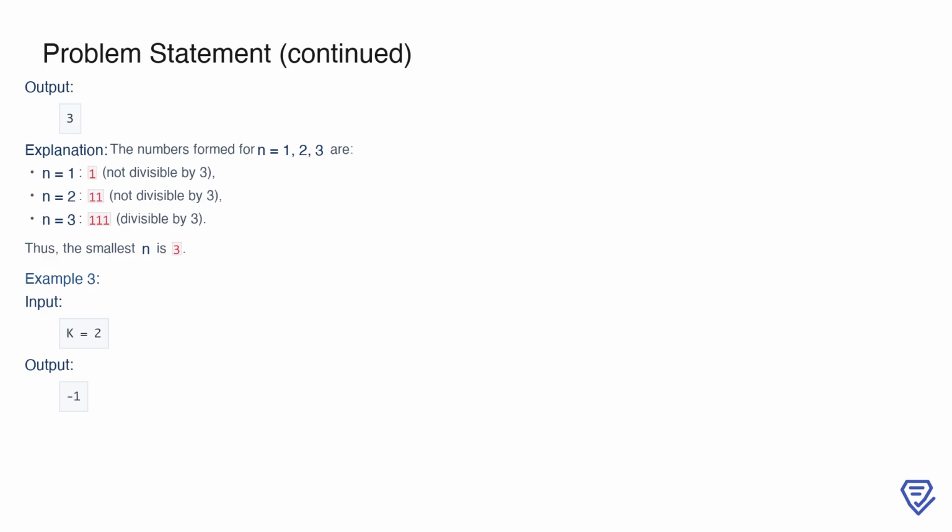Now take another example where k equals 3. Here, we'll test numbers formed for different values of n. For n equals 1, the number is 1, which is not divisible by 3. For n equals 2, the number is 11, which is also not divisible by 3. Finally, for n equals 3, the number is 111, and this is divisible by 3. Therefore, the smallest n in this case is 3. This demonstrates how you systematically test numbers until you find the smallest one that satisfies the condition.